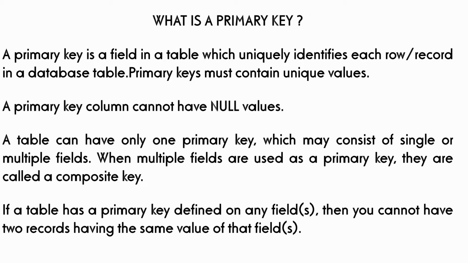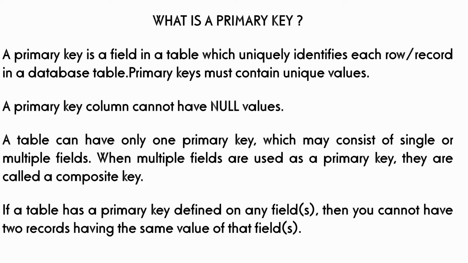A table can only have one primary key, so make sure only one primary key is added whenever you are operating with SQL. So if a table has a primary key defined on any field, they cannot have two records having the same value of that field. And when multiple fields are used as primary key, they are called a composite key. So we will be checking how to add a primary key to a table in this video.